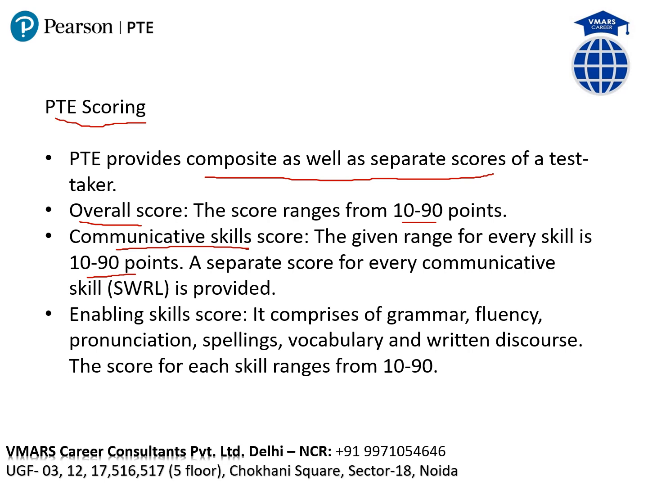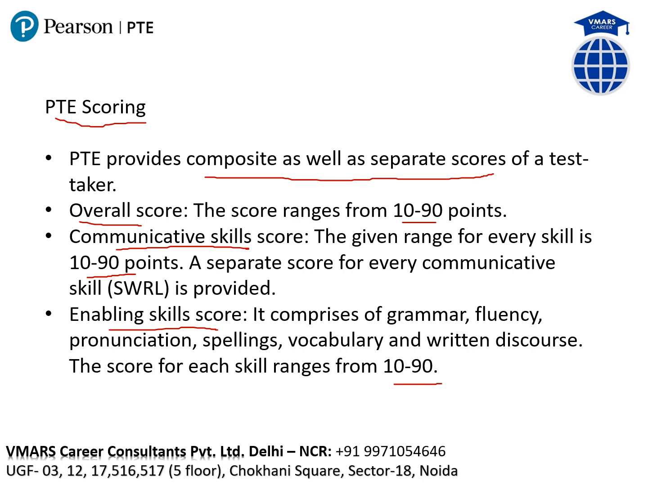So it could be possible that in speaking you are marked 60 points, whereas in writing you are given an individual score and you may get 70 in writing. So there is an individual score for your speaking, writing, reading, and listening. Then you have the enabling skills score. Enabling skills are your grammar, fluency, pronunciation, spelling, vocabulary, and written discourse. And you again get an individual score for these enabling skills, also within the scale of 10 to 90.